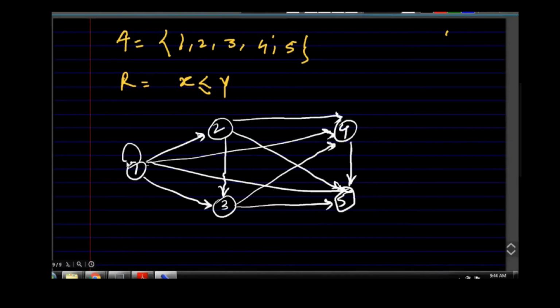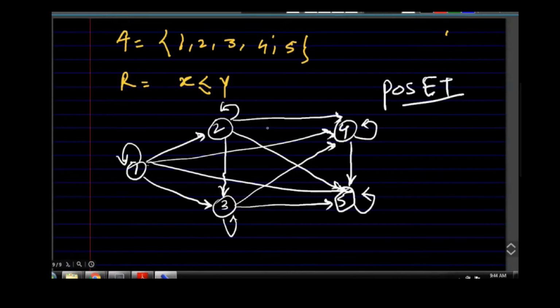And every element is less than or equal to itself. So 1 is less than or equal to 1, 2 is less than or equal to 2, 3 is less than or equal to 3, 4 is less than or equal to 4, and 5 is less than or equal to 5. Okay, so this is the diagram, and with it you can say that this is a poset, or partial order relation.